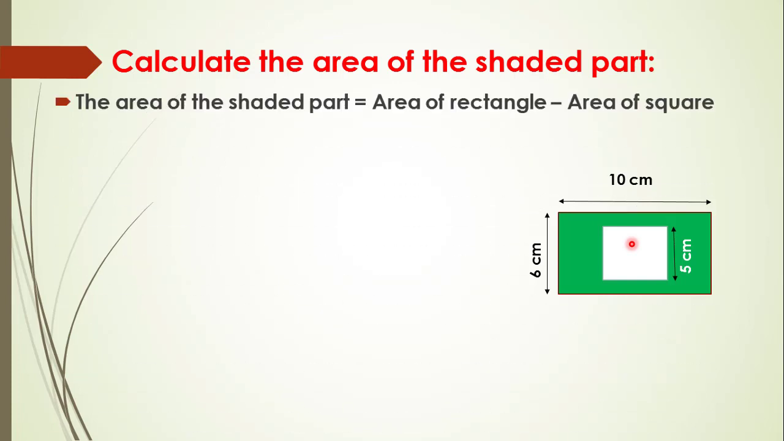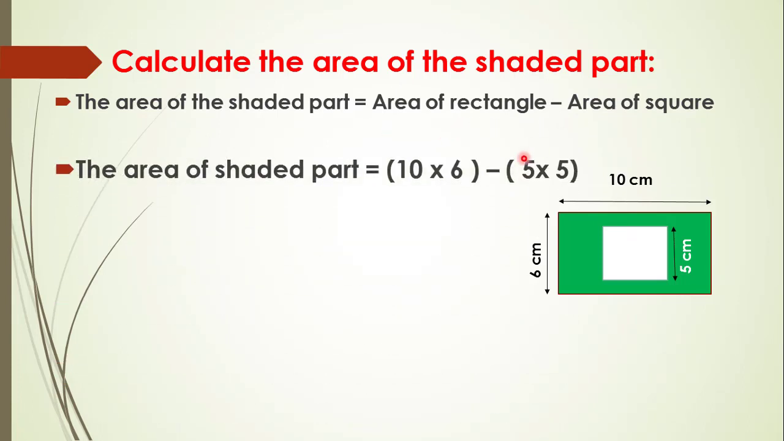Okay, let's do that. So the area of this shaded part equals the area of rectangle minus the area of a square. The area of rectangle means length by width, 6 times 10 or 10 times 6. And minus the area of a square, 5 times 5. So we have 6 times 10 equals 60 minus 25. 60 minus 25 is 35. Okay, so the area of this shaded part is 35 centimeters squared.